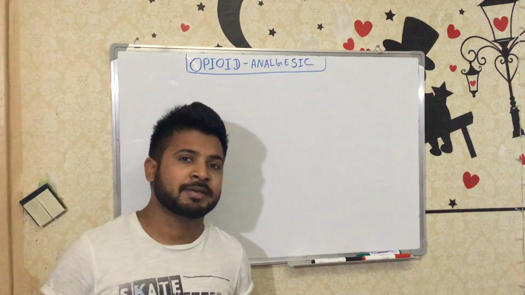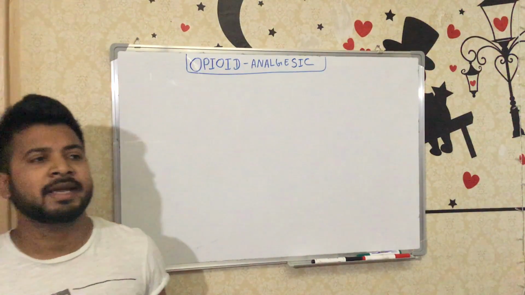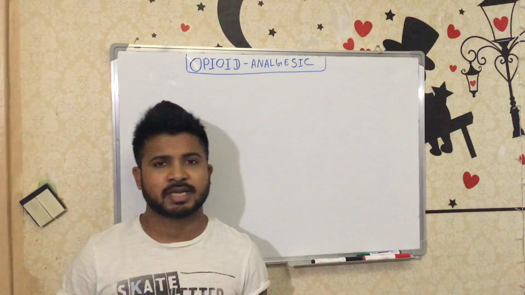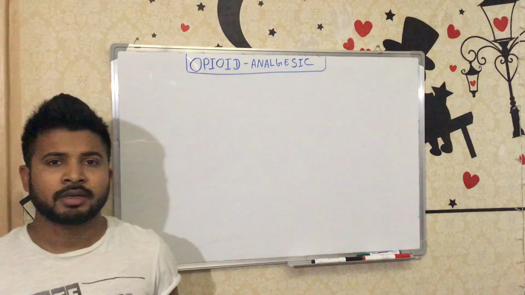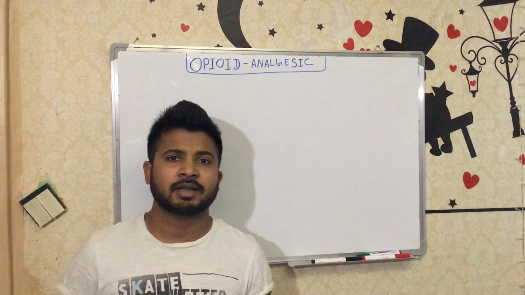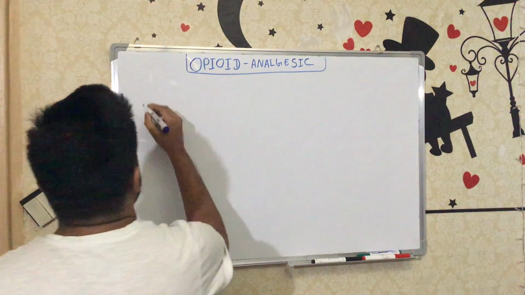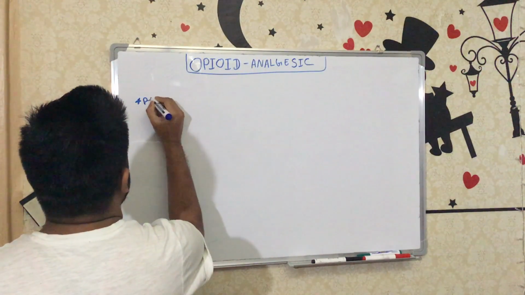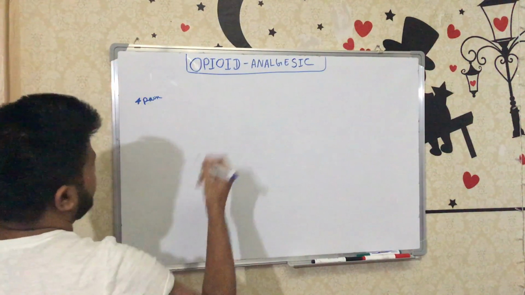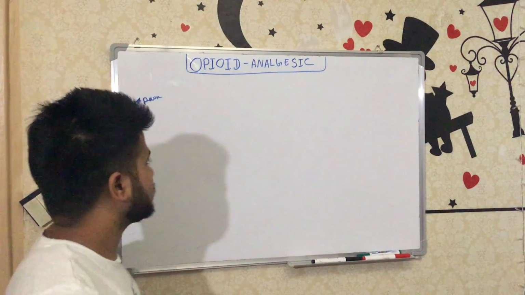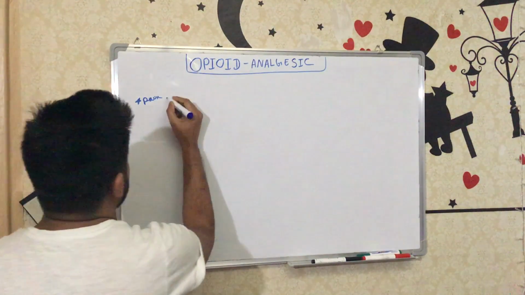So what is pain? Pain is an unpleasant sensation which can be acute or chronic. It is evoked by external and internal stimulation. Because opioids are painkiller drugs which prevent or stop pain, we should know a little bit about pain.